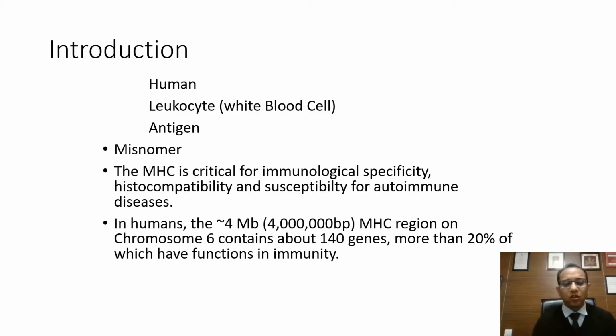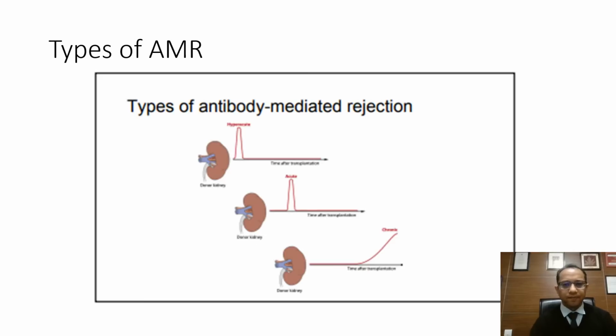HLA. It's present on the short arm of chromosome 6, and it's got a 4 megabase pair MHC region, and it contains around 140 genes, 20% of which have functions in immunity.